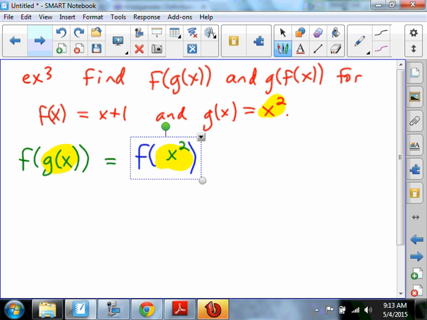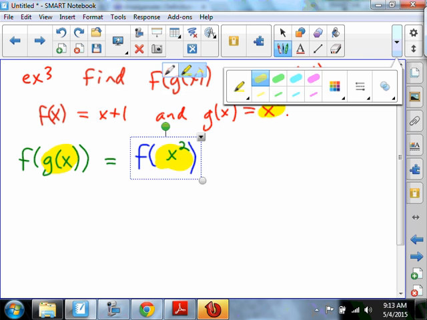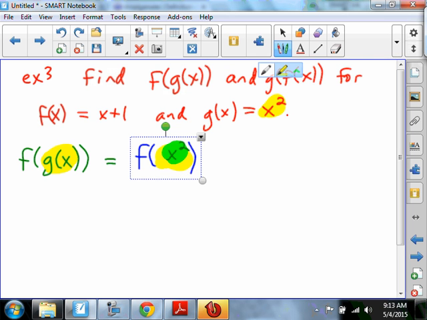But what's happening now is this. I'm going to take this x squared, and I'm going to replace it in the function f in place of x. Does that make a little bit of sense? Because I'm not effing x this time, I'm effing x squared. So x squared takes the place of the variable x. So I get x squared plus 1, and that's the answer for that. That's it. Was that bad? No.